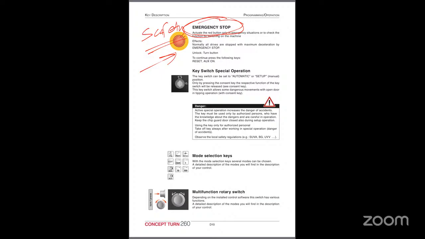If you want to release it, rotate this button, and after that press reset and then press auxiliary on. Once you press emergency stop, how you will release it: just rotate it and then press reset and press auxiliary on.